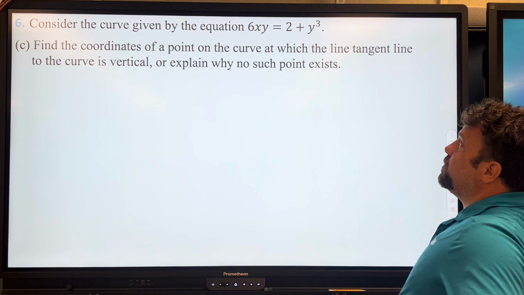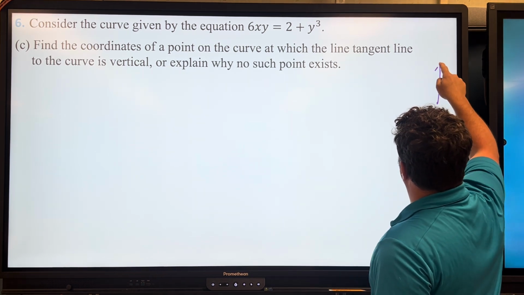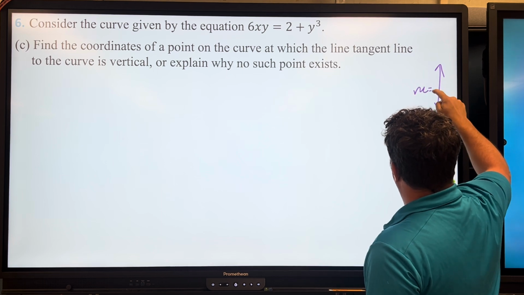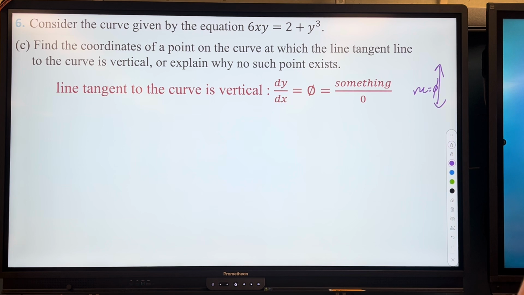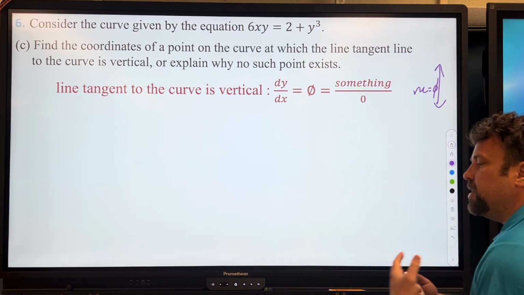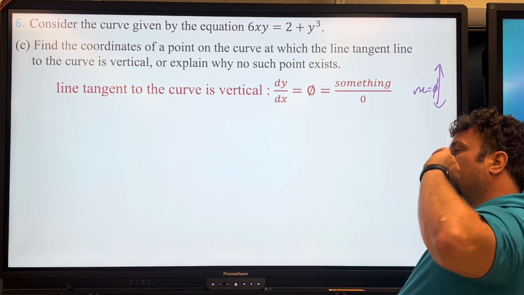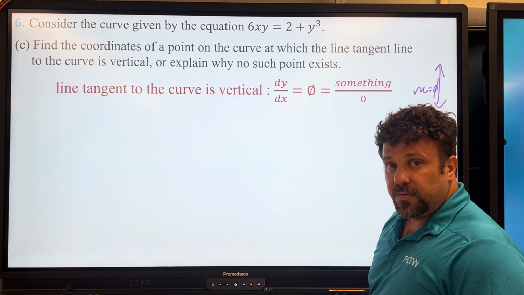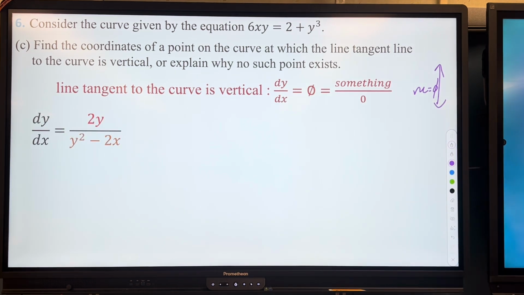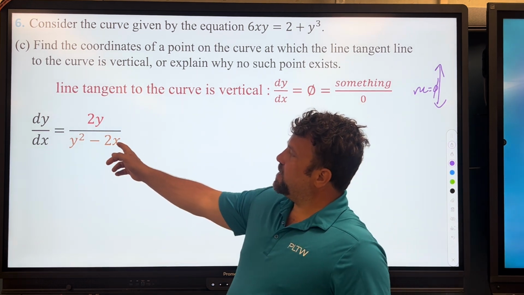Now, find the coordinates of the point on the curve where the tangent line is vertical. So vertical lines have slopes that are undefined. So for a tangent line that's vertical, dy/dx is undefined. So it's going to be something over 0: a constant over 0, a number cubed over 0, a square root of something over 0, a trig function over 0, anything over 0. So in this equation here, it's 2y over 0. So we just want to make the bottom equal to 0.